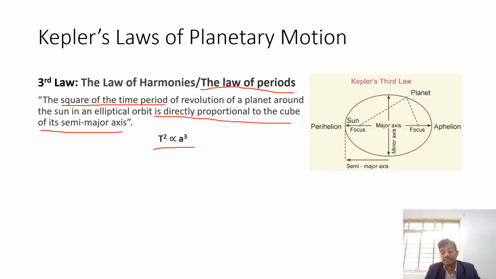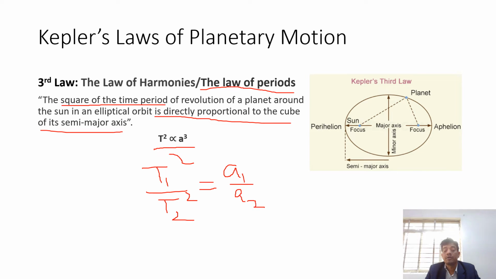Suppose there are two planets revolving around the sun. The first planet's time period is T1 and the second planet's is T2. Then we can write T1 square by T2 square is equal to how much? T1 square by T2 square equal to A1 by A2, right?